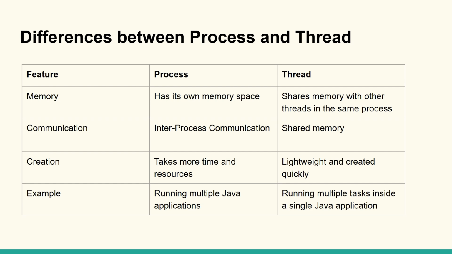If we talk about the creation part, then threads are lighter weight and created easily, whereas a process will take more time and resources. Let me give you an example. A process is like a Microsoft Word document which runs as a separate program in your system, whereas a thread is like the auto-saving feature present in Microsoft Word. Spell check and typing all happen inside the same program. Those are examples of threads.